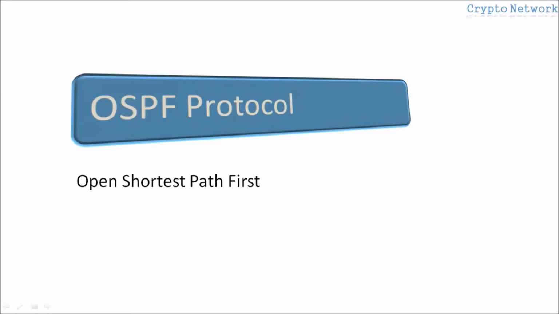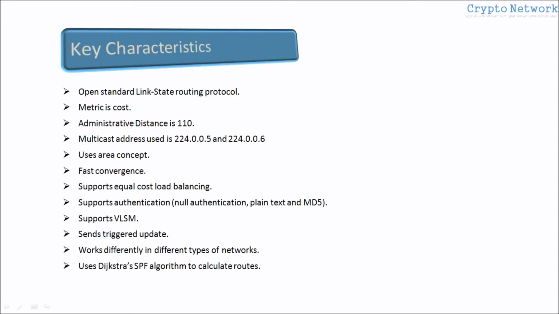So today's topic is OSPF, Open Shortest Path First. That is a link state, open standard, and dynamic routing protocol. So we'll discuss the key features of OSPF routing protocol, as it can load balance network traffic between multiple paths of the same metric value.